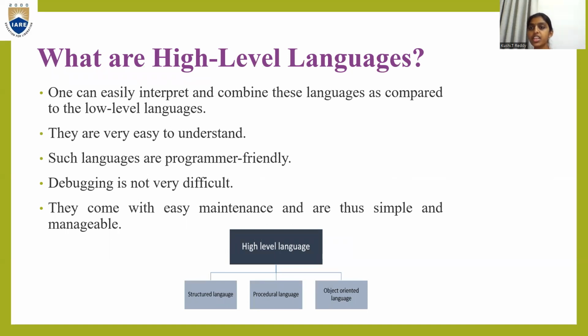High level language is known as user friendly language because you are going to give the inputs or instructions in the form of English language, that is the user's language. So it is easy for the user to understand it, to give the input, and it is not very difficult to debug. So it is known as user friendly language, and it has easy maintenance, and it is very easy, simple and manageable. High level language is divided into three types: structured language, procedural language, and object oriented language.